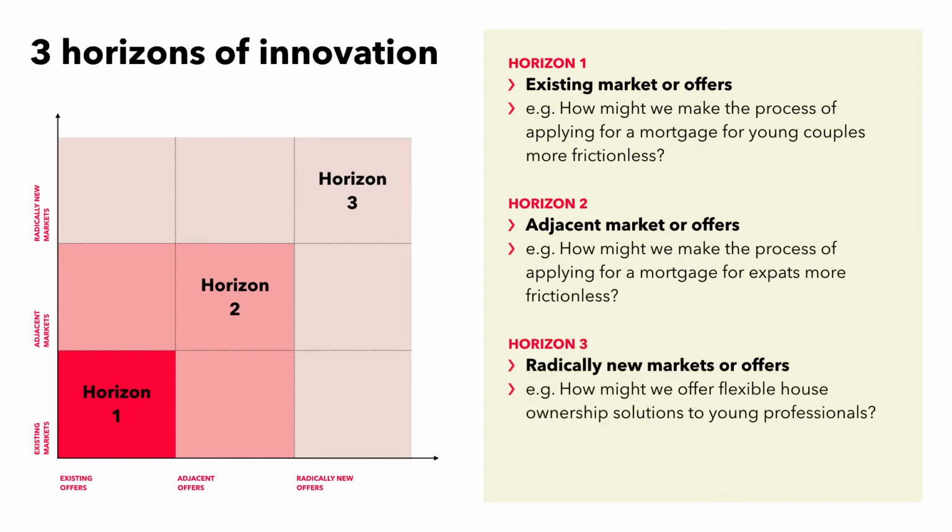If we look at Horizon 3, we're talking about radically new markets or offerings. For example, how might we offer a flexible house ownership solution to young professionals? So not just looking at the classical way of getting a mortgage and buying one property, but can we offer an ownership solution where people are flexible of changing between apartments and houses, for example, or changing between locations without always going through a buy and sell process? That would be considered a Horizon 3 innovation.